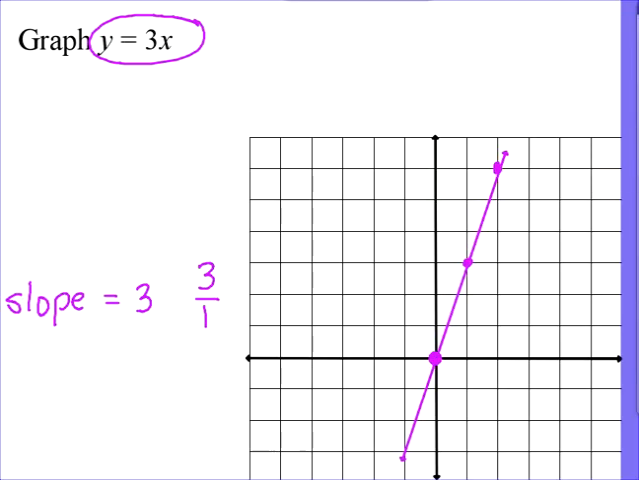How many lines do you have to draw? One? No, how many points do you have to draw in on our homework? Three. Three is always a good rule of thumb. So let's look at the next one.